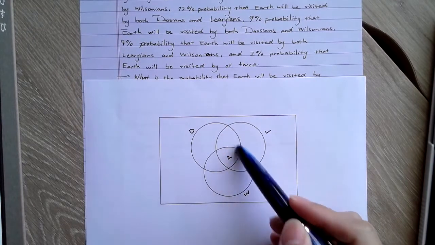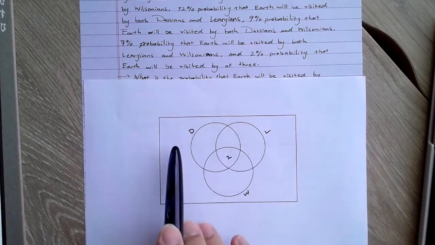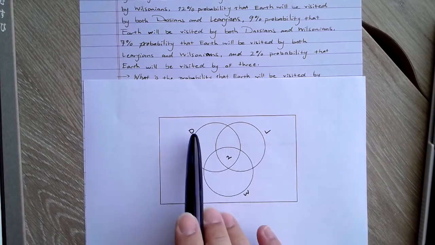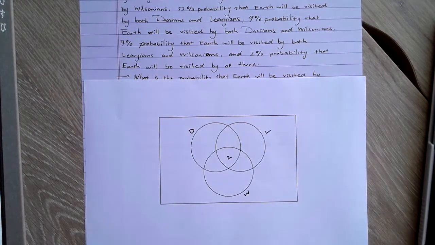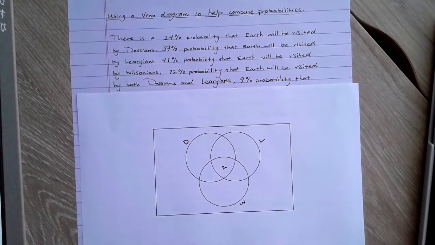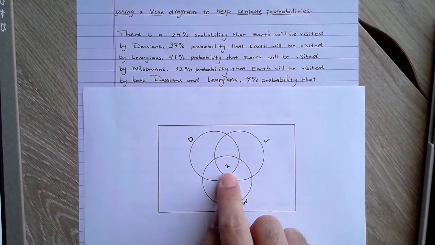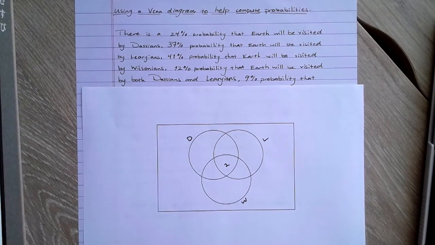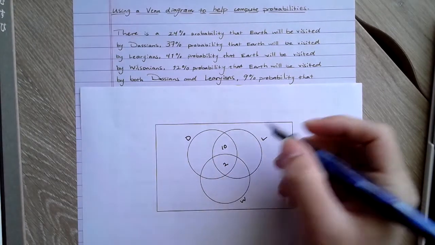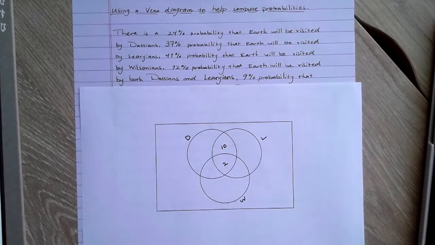So this slice right here is including these two regions. That's when Earth is visited by Dacians and Lyrians. And that has a probability of 12, but I've already accounted for 2% here in the middle. So there's only 10% that Earth will be visited by Dacians and Lyrians, but not all three.